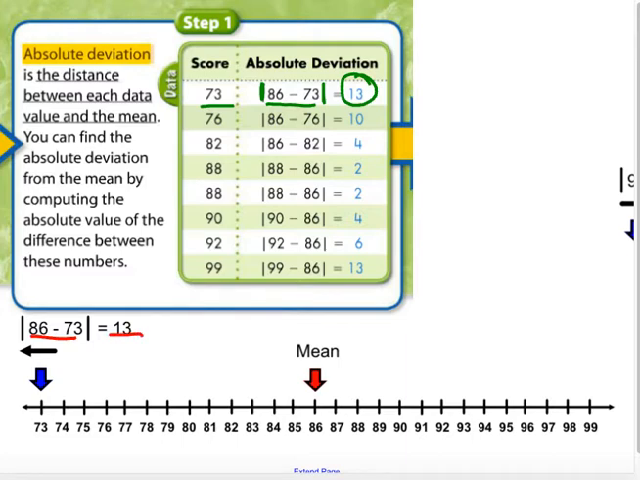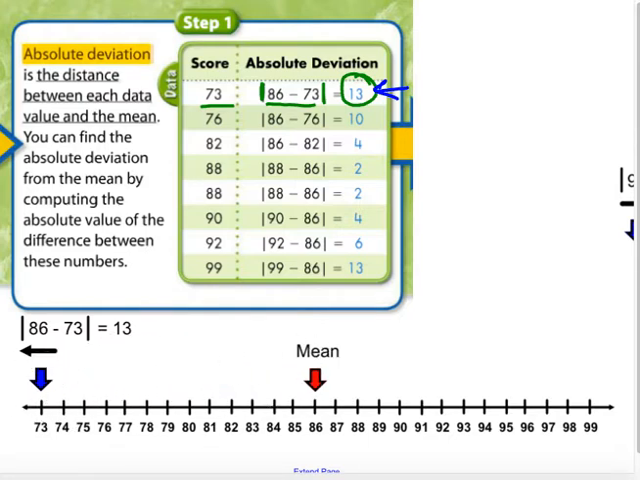Now remember, it's an absolute value, so we are talking about 1, 2, 3, 4, 5, 6, 7, 8, 9, 10, 11, 12, 13 units on the number line, and that's the absolute value. So we can see that her score, 73, has an absolute deviation of 13. That means it's 13 away from the mean.